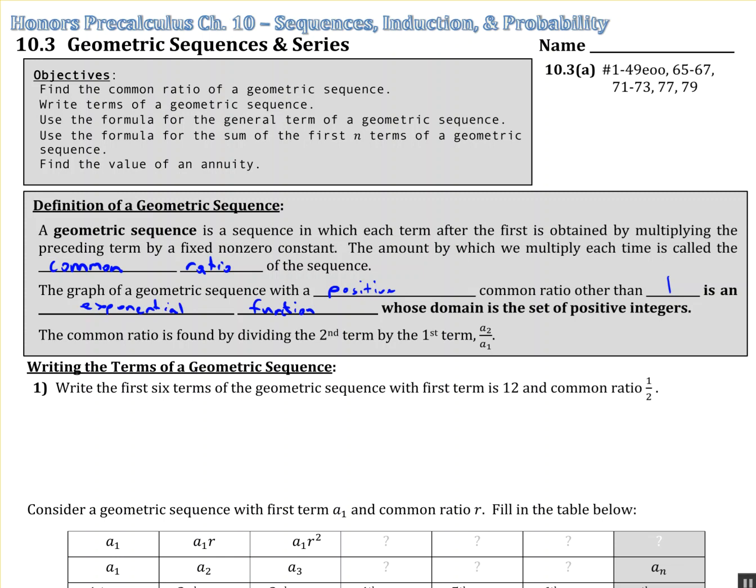The common ratio is found by dividing the second term by the first term. And this is true, I could take the next term divided by the previous term, anywhere. It doesn't have to be the second over the first, it could be the 11th over the 10th. It would still be the same.